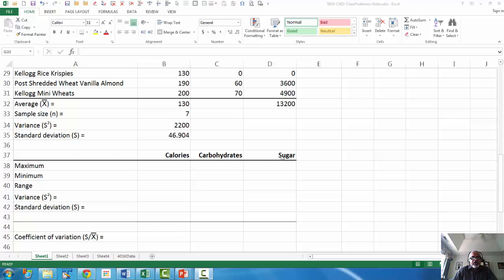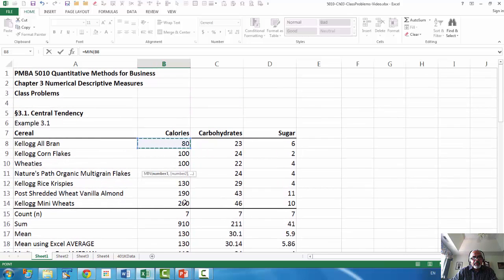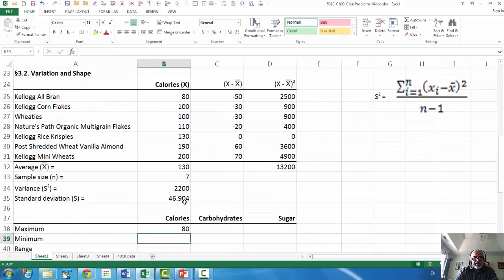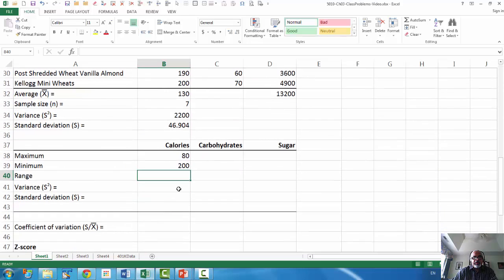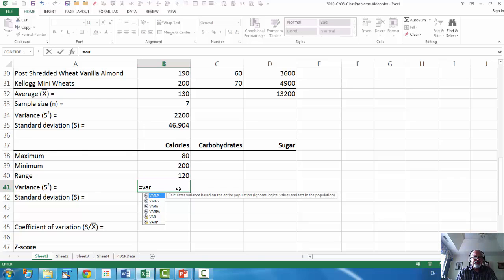So now let's do this for all three columns of data on the cereal data file. So we're going to do range, variance, standard deviation, and coefficient of variation, all of them. For range, we need the minimum and the maximum. So we have min, like that. And then we have max, like that. Then range is the maximum minus the minimum, the width of the data. Now for variance, we have VAR.